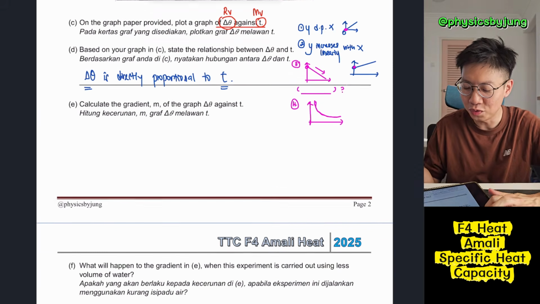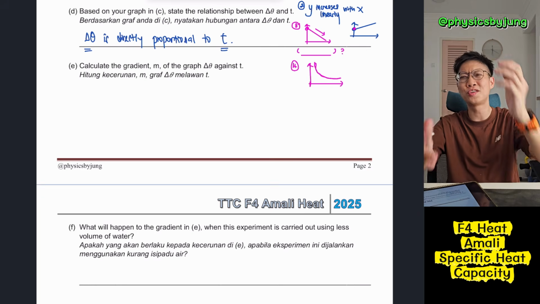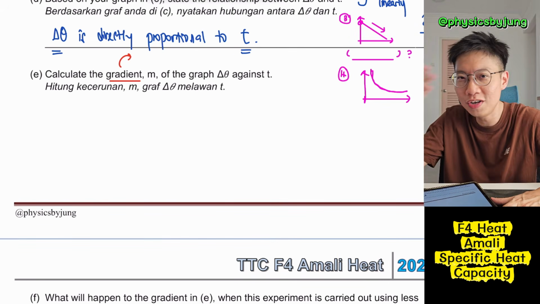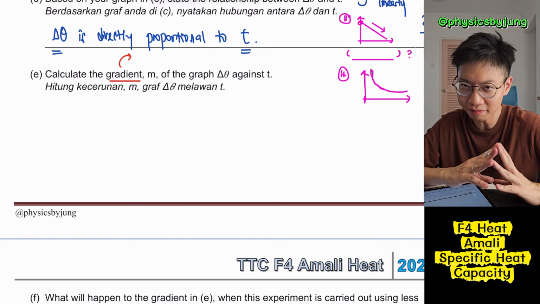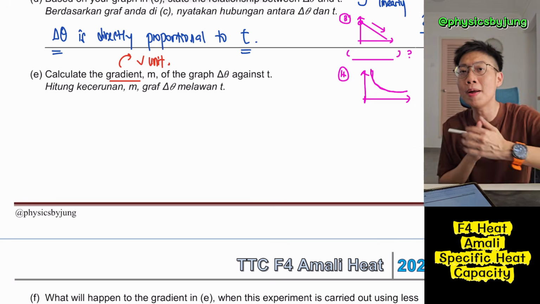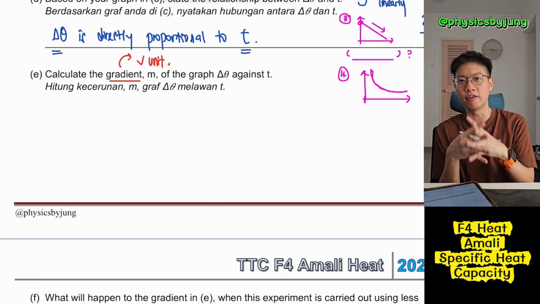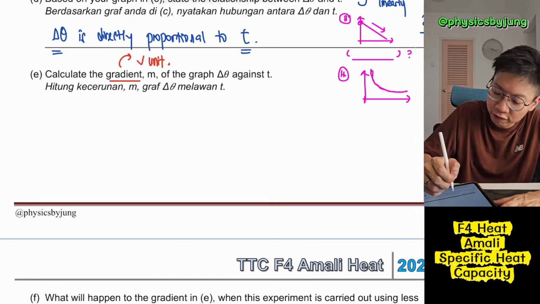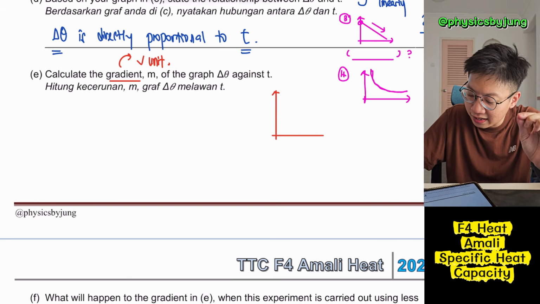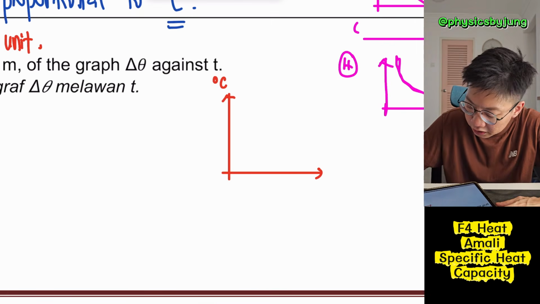Okay, so now we reach the last 2 questions, which people always lose marks on. Okay, guys, does gradient have a unit or no unit? The answer is yes, gradient must have a unit. But can you memorize the unit? No, because it depends on what kind of graph you have. So we have to check this out first. Before I even start calculating, I already know what the unit will be. Why? Because I checked already.